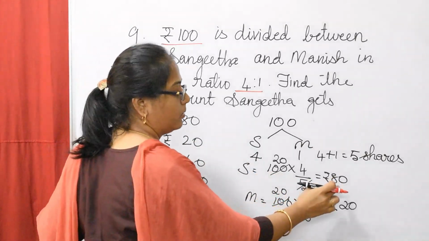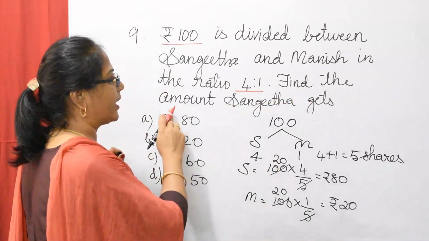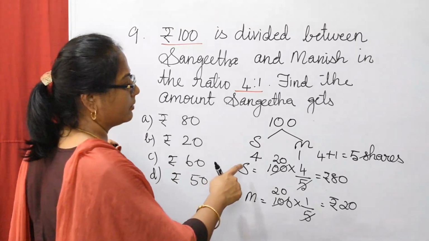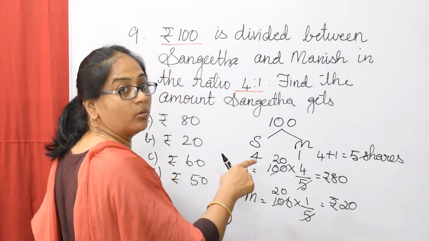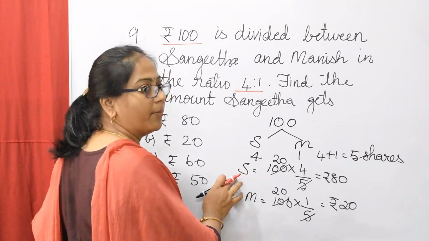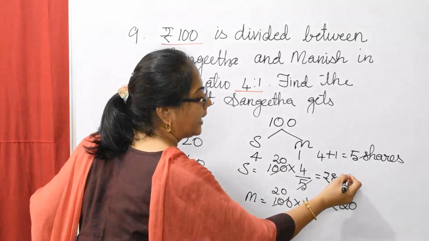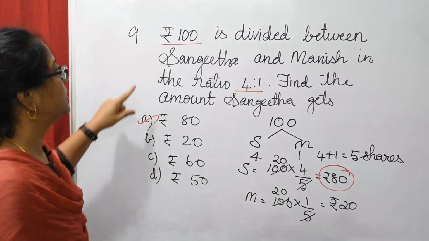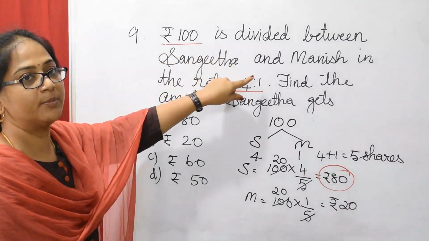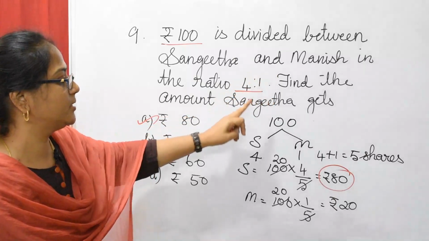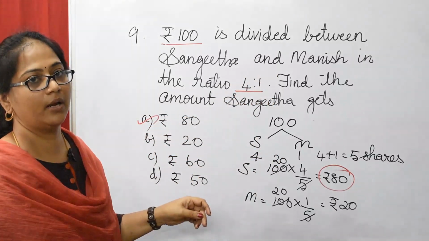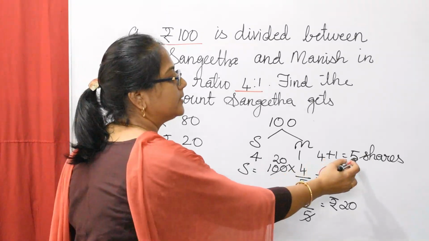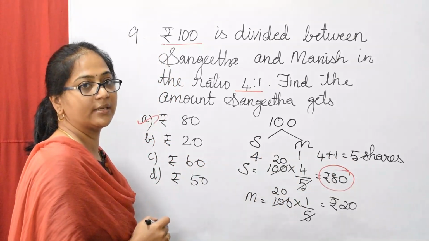Okay, so now the question they have asked is find the amount Sangeeta gets. So the amount Sangeeta gets here is 80 rupees. So the answer is option A here. See, rupees 100 has been divided between Sangeeta and Manish in the ratio 4:1. Okay, we have to find total number of shares here, where it is 5. 4 plus 1, 5 shares are there.